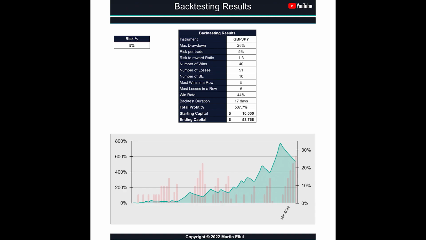So let me know what you guys think. If you can think of any way of improving this strategy over the long run, perhaps using a different time frame or a different risk to reward ratio, which may be able to improve the performance or reduce the drawdown.